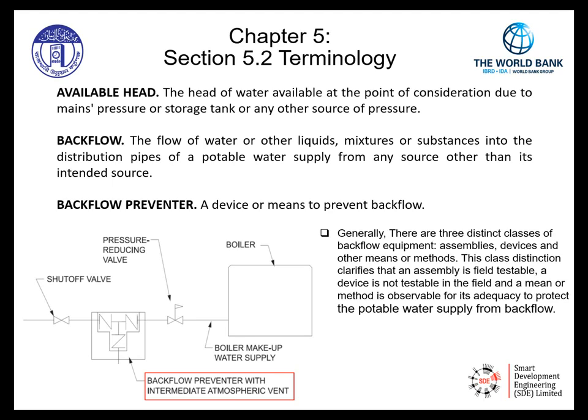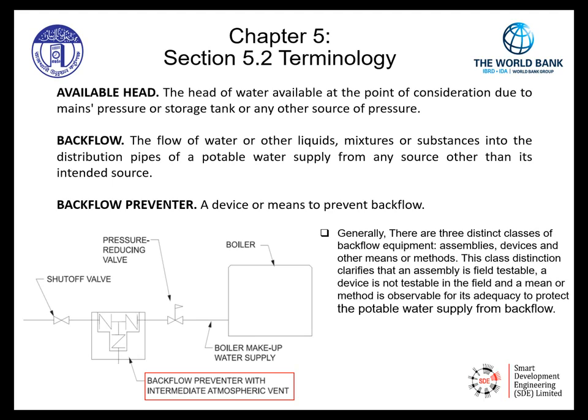Now, generally, there are three distinct classes of backflow equipment. There are assemblies, devices, and other means or methods. This class distinction clarifies that an assembly is field testable. A device is not testable in the field, and a means or method is observable for its adequacy to protect the potable water supply from backflow.